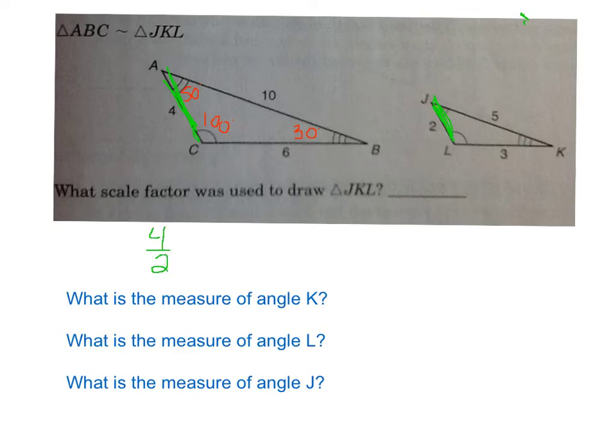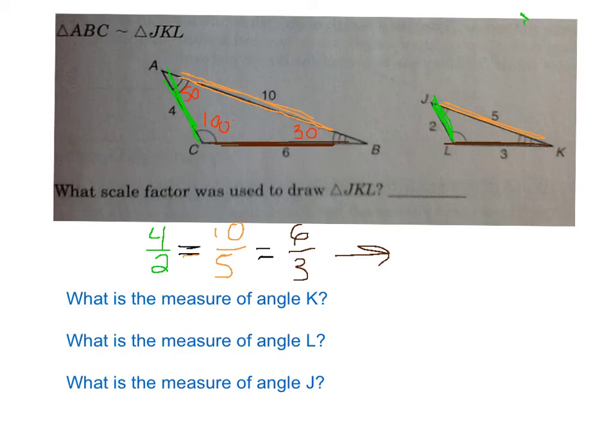Also look at another pair of corresponding sides. We've got 10 is to 5. And if we match up another pair of corresponding sides, we've got this one and that one. And if these are similar, those should all be the same scale factor. If we simplify all of those, they all simplify to 2 over 1. So the scale factor here is going to be 2.